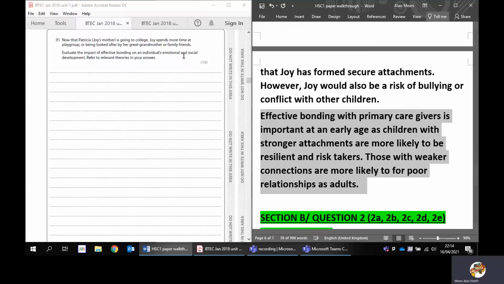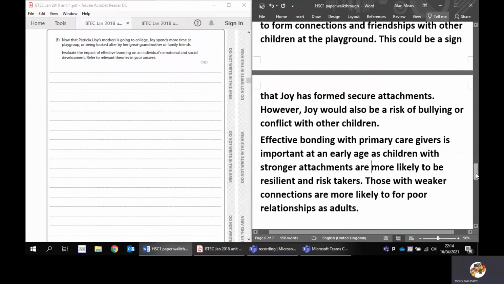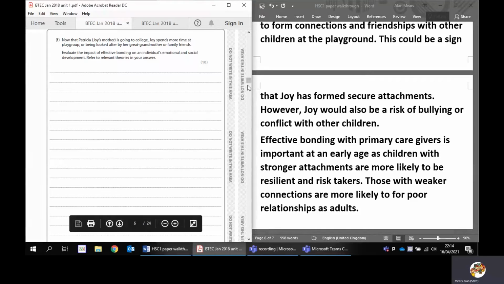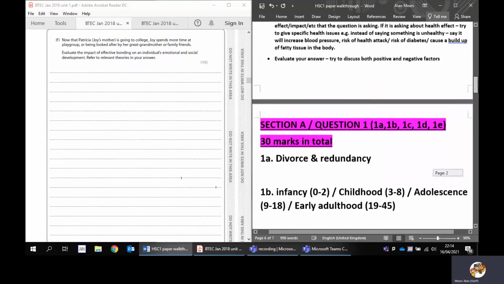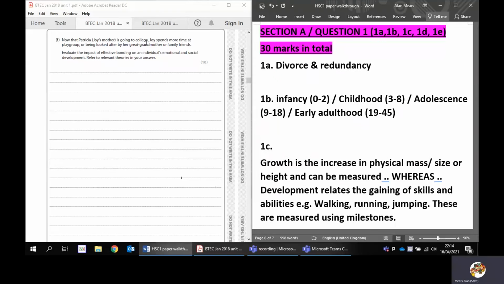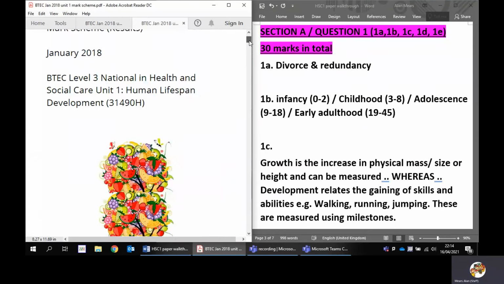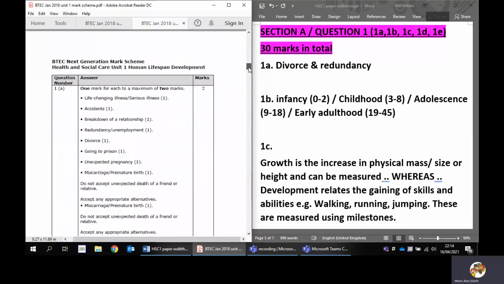So effective bonding is important because it allows you to form strong attachments. Those without it suffer. So we've covered our 3 points there. So what we'll do before we move on to section 2 is we'll look at the mark scheme, and we'll just look at what we've written and just double check we are on the right path. So we'll come back to the beginning here and take a look at our mark scheme. So I'm going to scroll down here.